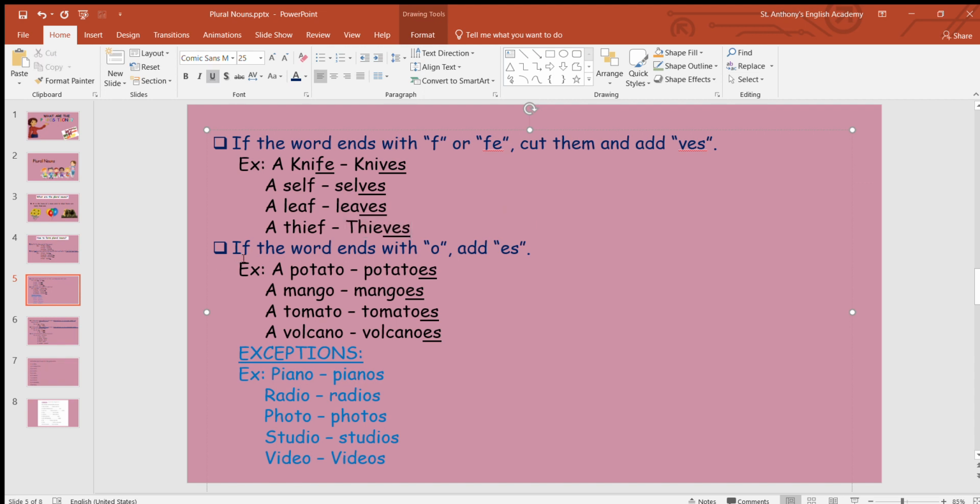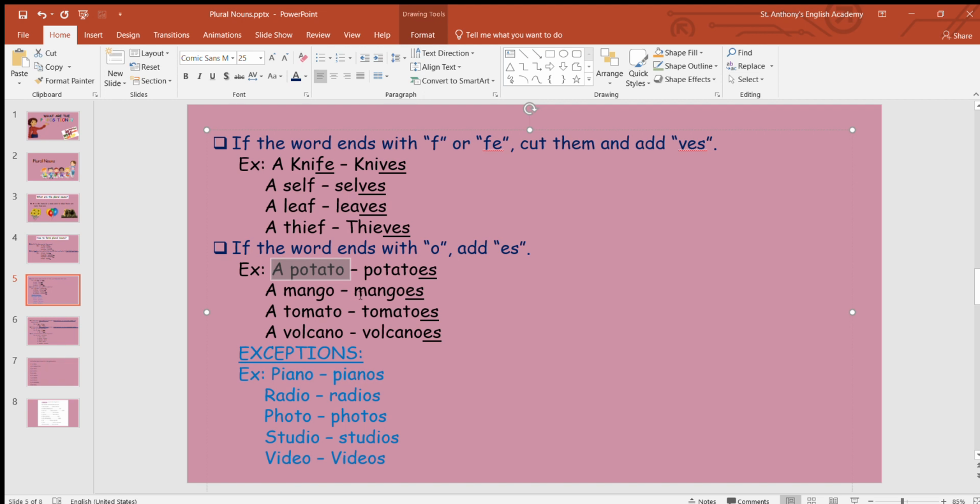The next way is, if the word ends with O, you need to add ES. If it ends with the letter O, when forming plurals you have to add ES. Look at those examples. If it is a potato, what should we do? You need to add ES at the end of this word. So it becomes potatoes. Next one, a mango.